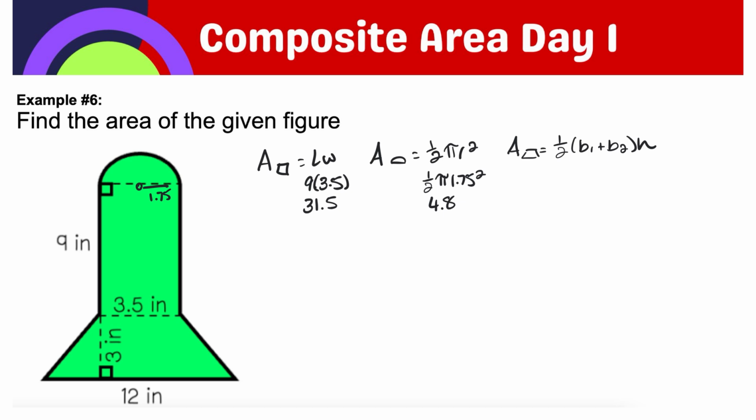And finally, let's fill in the information for our trapezoid. Okay, and we get 23 and 25 hundredths. But again, we're going to round to the nearest tenth. And I chose the nearest tenth because the tenth place was the one that was shown in the actual problem. So let's add all of these together. And we get a final answer of 59 and 6/10 inches squared. We're doing great. Let's keep going.